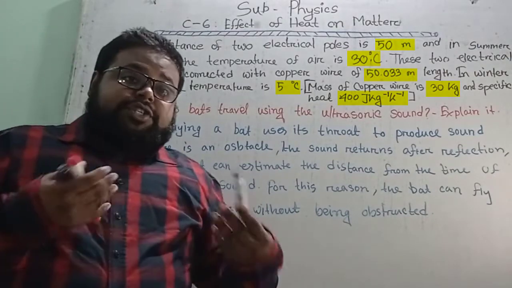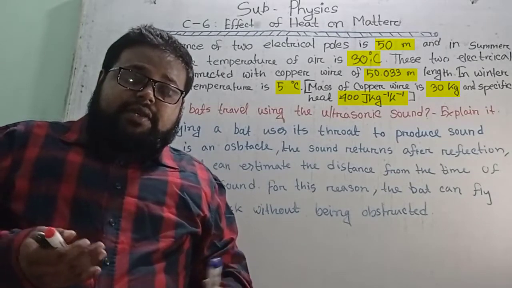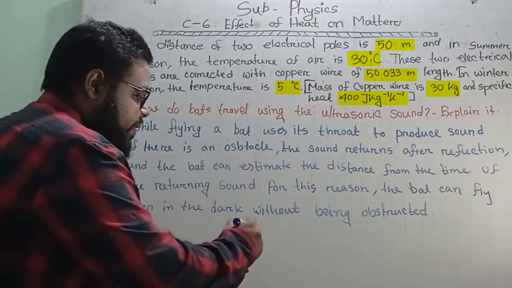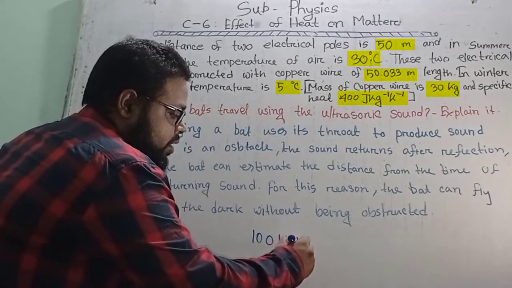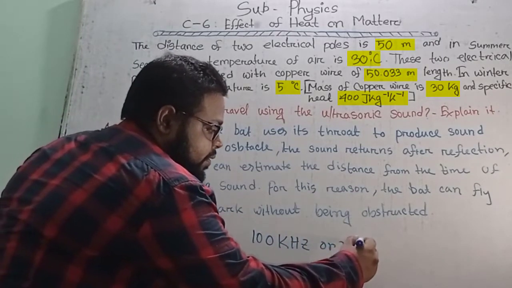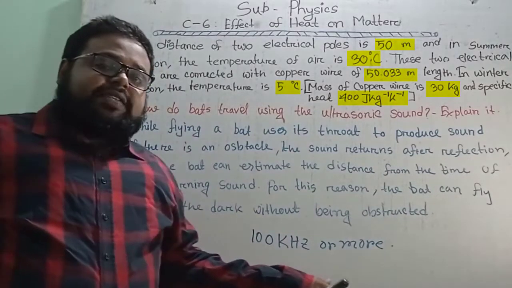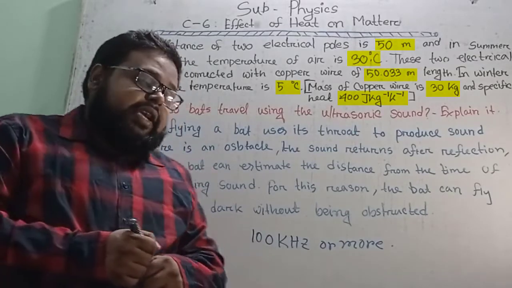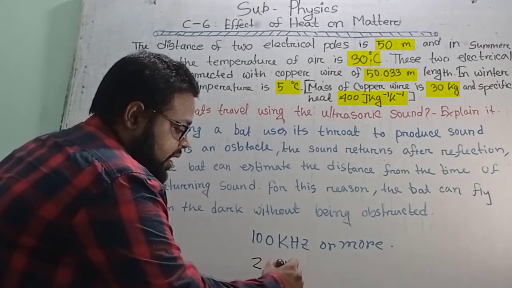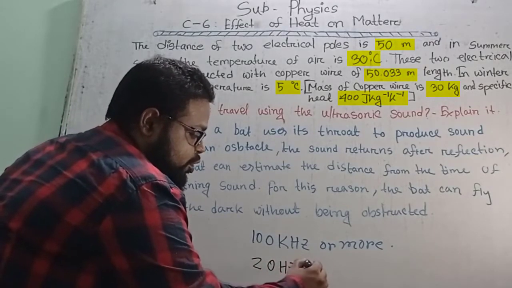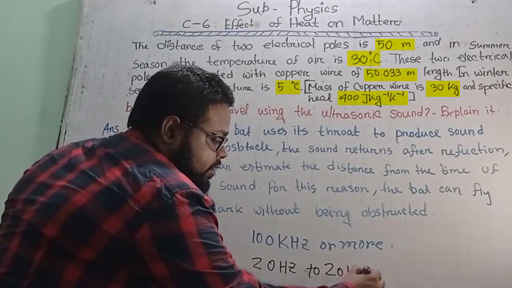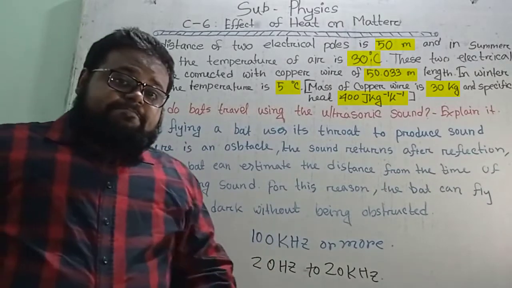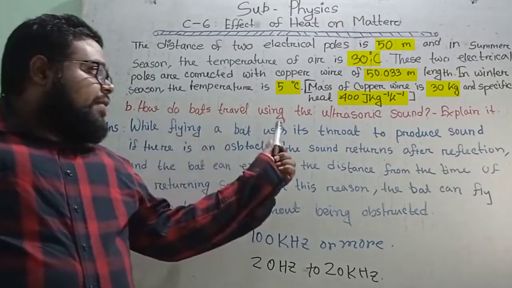Do you know why you cannot hear the sound which is produced by a bat? Because usually a bat produces sound of frequency 100 kilohertz or more. That's why we cannot hear the sound produced by a bat, because we can hear only sound of frequency between 20 Hz and 20 kilohertz. Okay, that's why we cannot hear. I hope you understand how bats travel using ultrasonic sound.